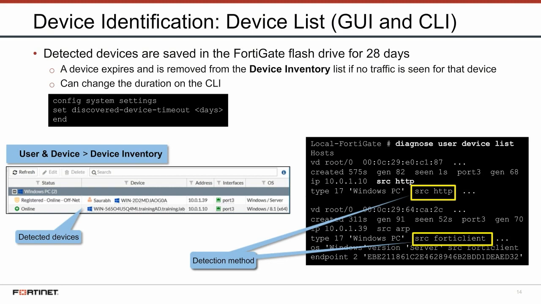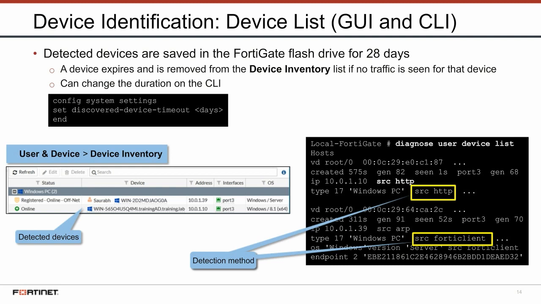The device inventory shows the list of detected devices. You can right-click any detected device to edit, delete, or view details in FortiView. The details include session, destination, policies, and more. Devices are indexed by MAC and identified from multiple sources. The CLI command shows a more detailed listing than the device inventory page, including the detection method. In the example shown on this slide, devices are detected by source as HTTP user agent and FortiClient.